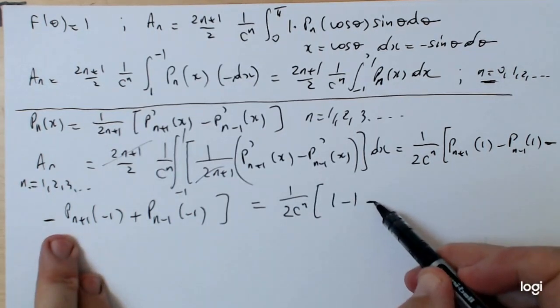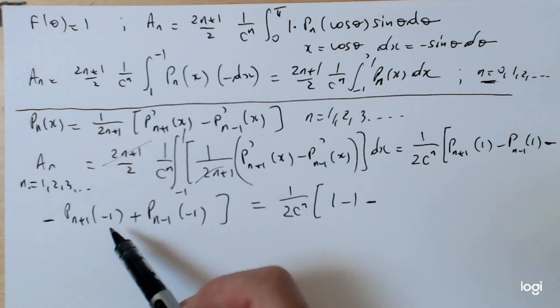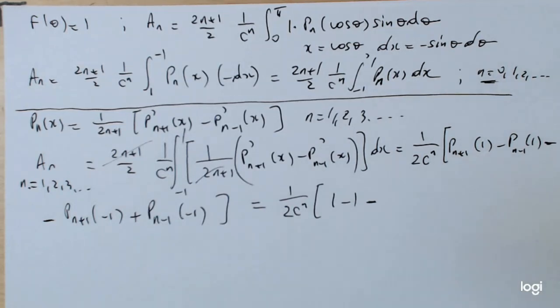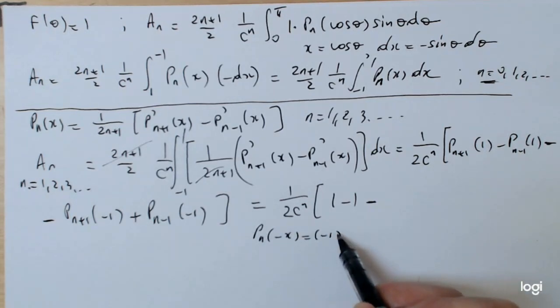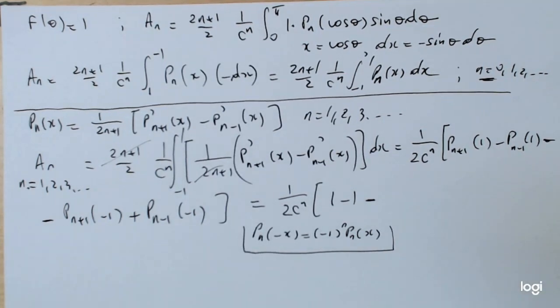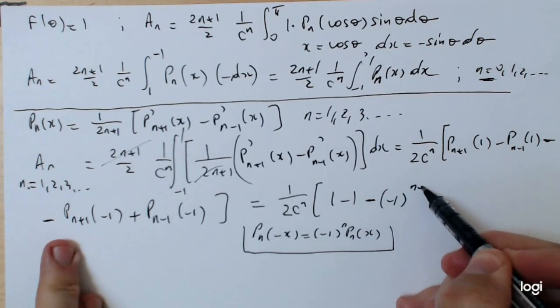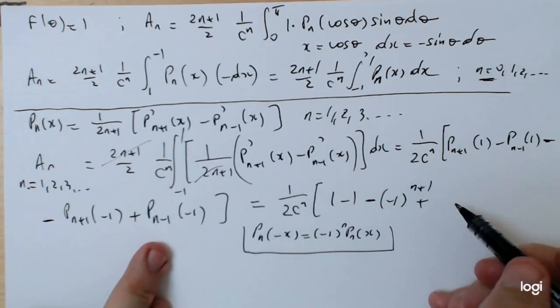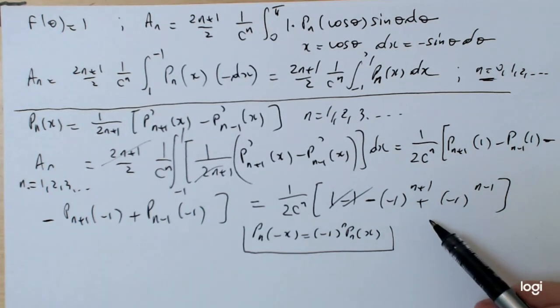And also look at the formula. At minus 1, you also have a formula that Pn of minus x is minus 1 to the n Pn of x. So let me write it down here. Another formula is that Pn of minus x is minus 1 to the n Pn of x. So look at the formula sheet and notice that formula as well. So over here I have minus 1 to the n plus 1 plus minus 1 to the n minus 1. These two cancel out if you look carefully.